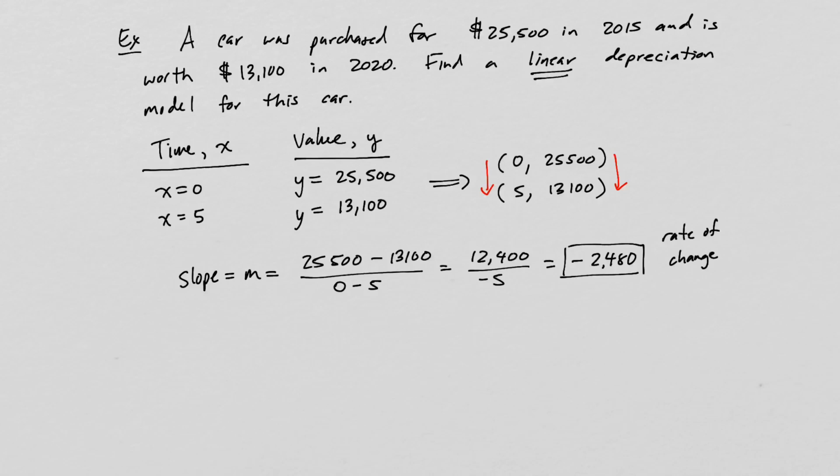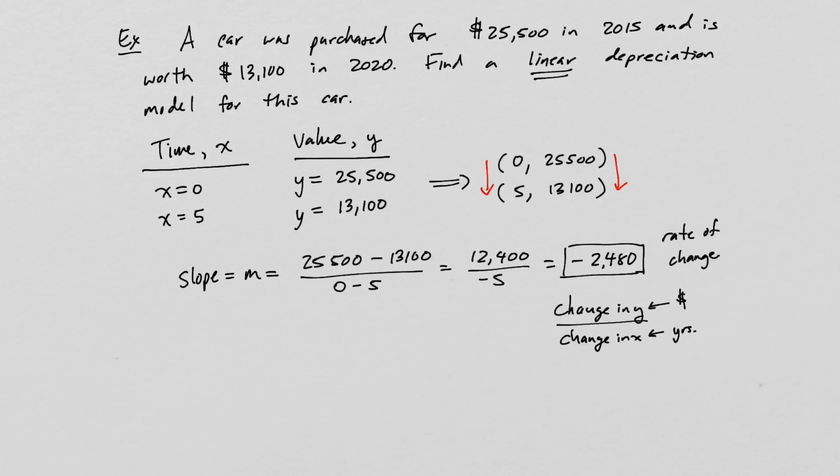And this is a practical problem. So that number means something here. This is not just a number for the sake of being a number. That number represents how much money the car goes down in value each year that passes by. That's what that slope represents. It represents the change in y divided by the change in x. And remember, y is the value, that's money, and x is time, that's years. So this is negative $2,480 per year.